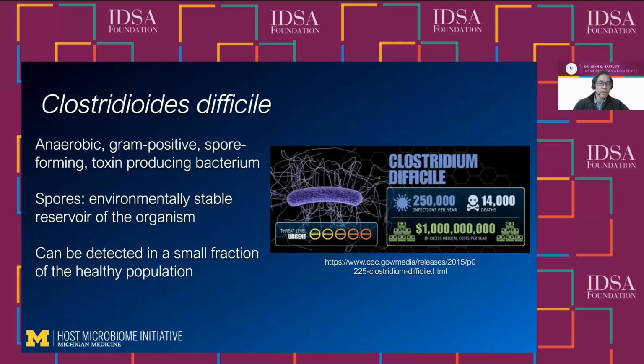So as I said, we're going to use Clostridioides difficile as an example of how we can leverage studying the microbiota to come up with new ways to treat infectious diseases. So Clostridioides difficile, we know, is an anaerobe spore former that produces a very potent toxin that causes all the signs and symptoms of infection with this pathogen. The spores are important because they are an environmentally stable reservoir for the organism. And in fact, a lot of our control measures involve removing spores from the healthcare environment. It's detected in only a small fraction of the healthy population, something that might become a little bit more important later on in the discussion.